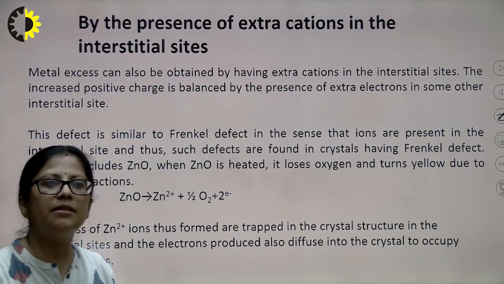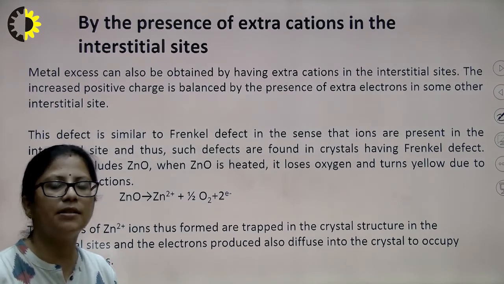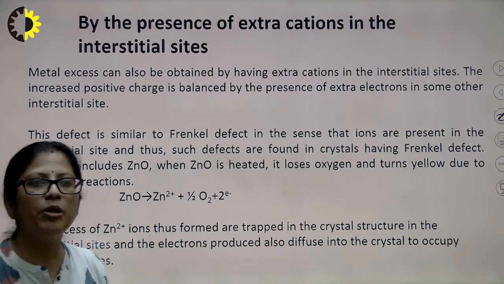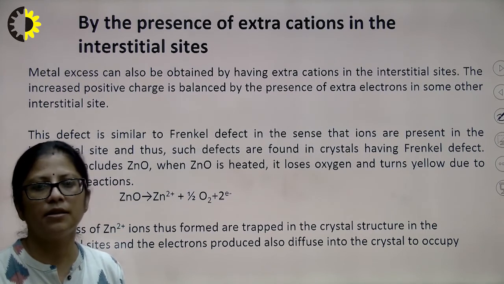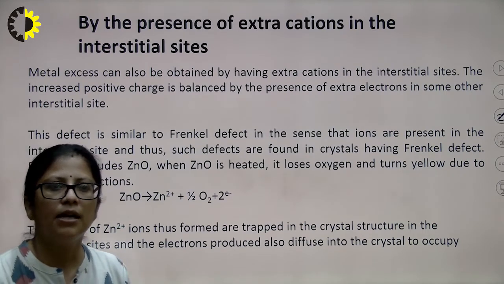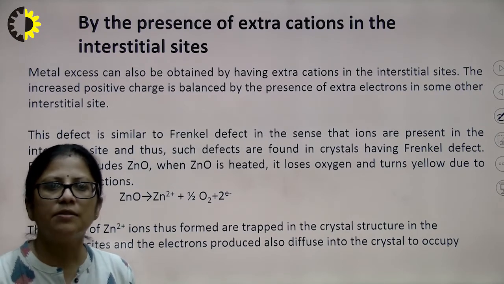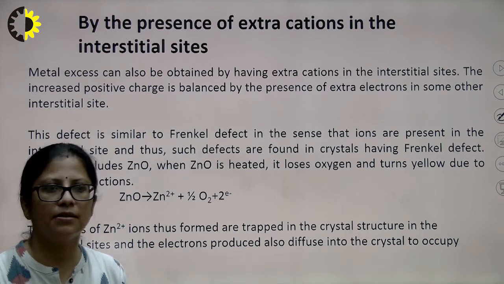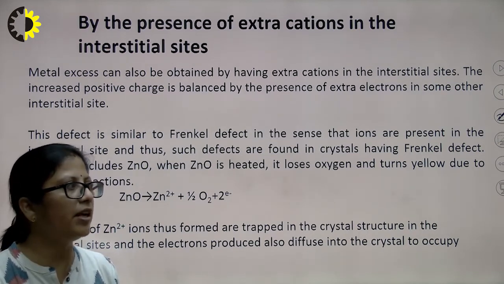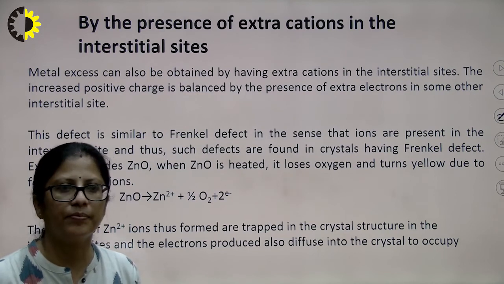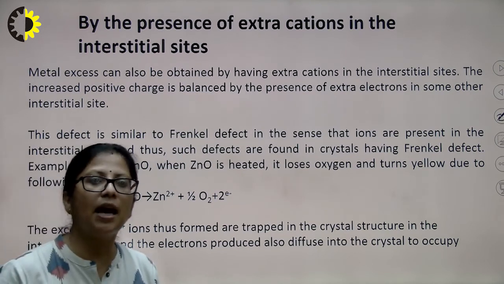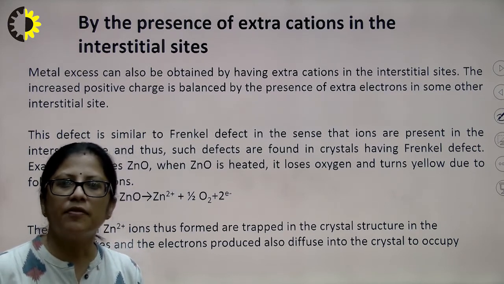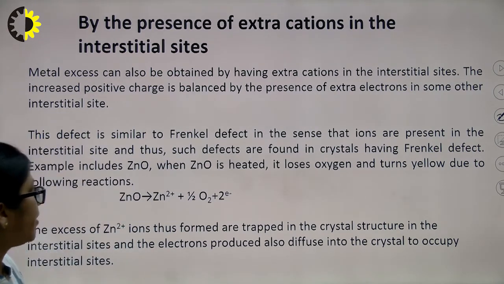Next type is by the presence of extra cations in the interstitial site. Metal excess can also be obtained by having extra cations in the interstitial sites. Increased positive charge is balanced by the presence of extra electrons in some of the interstitial sites. And this sort of defect is similar to Frenkel defect, in the sense that ions are present in the interstitial site, and thus such defects are found in crystals having Frenkel defect.